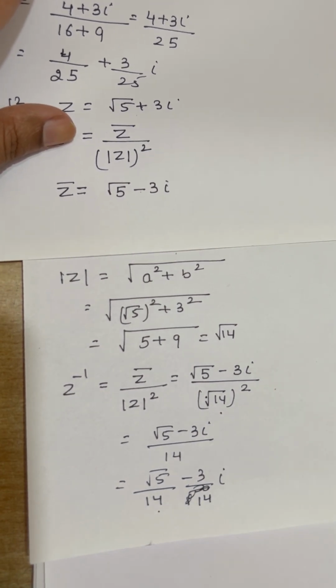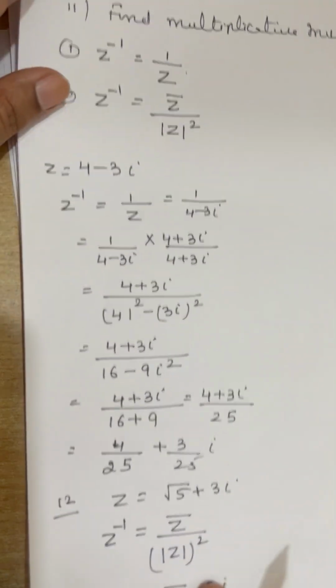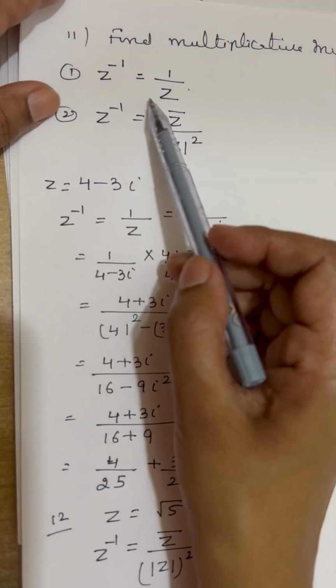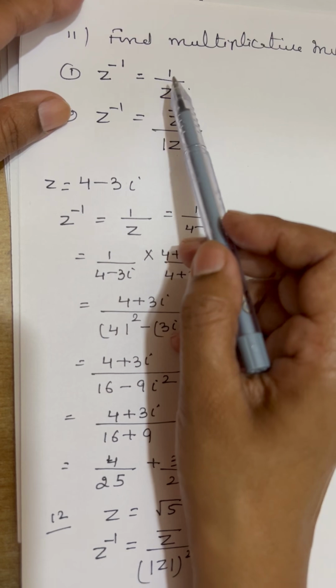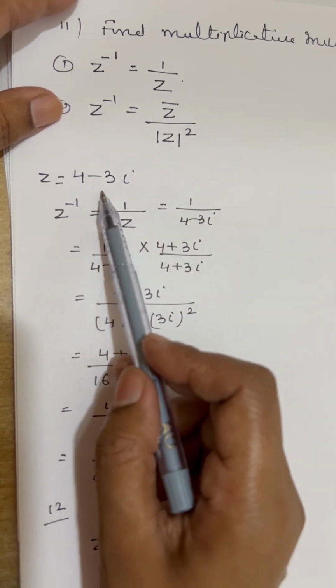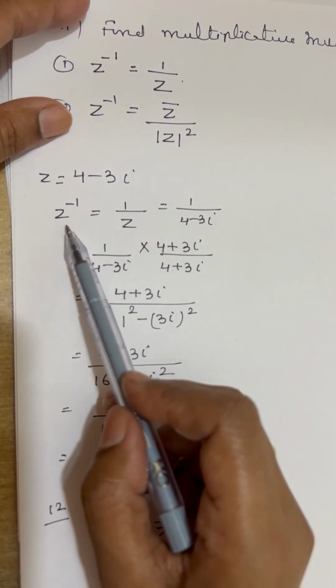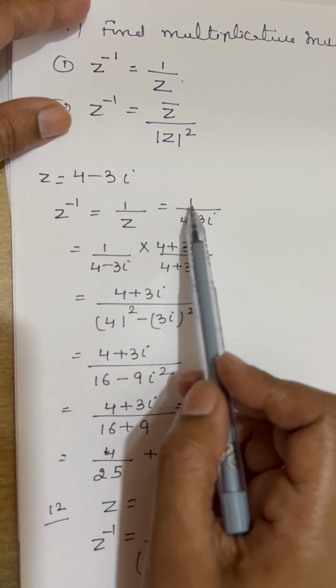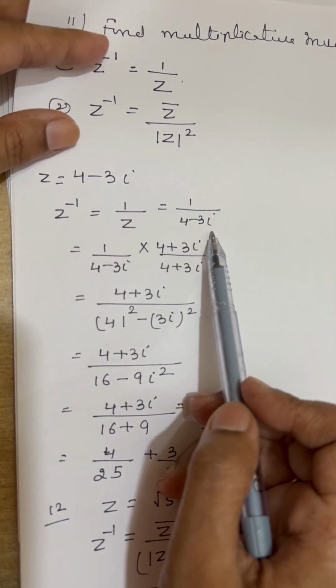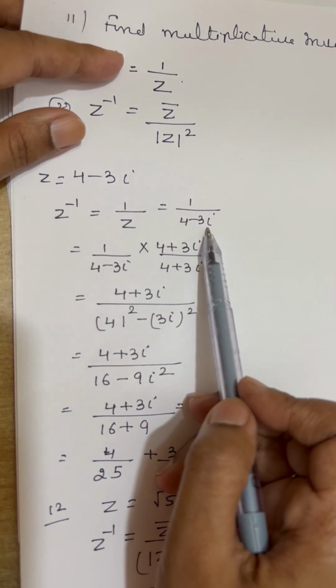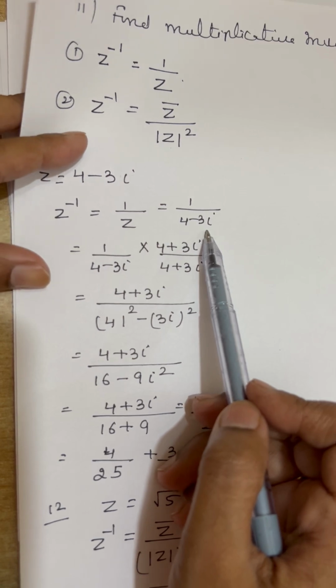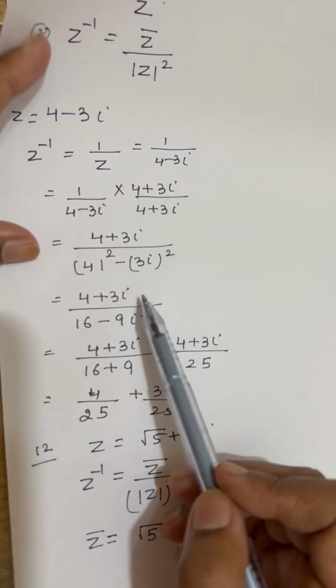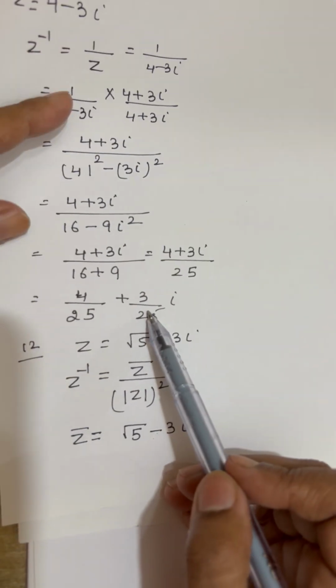I think both methods are clear to everyone. Again, we can find inverse by using two methods. Z inverse is equal to 1 upon z. इसका inverse निकालना है. It can be written as Z inverse is equal to 1 upon z. That means 1 upon 4 minus 3 iota. Because iota को denominator में नहीं छोड़ना, इसको हमें standard form में लाना है. So we will rationalize it. Rationalize कर देंगे तो directly ये answer आ गया.